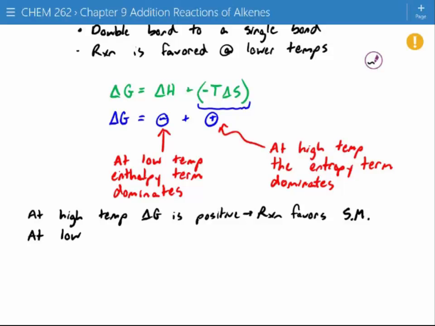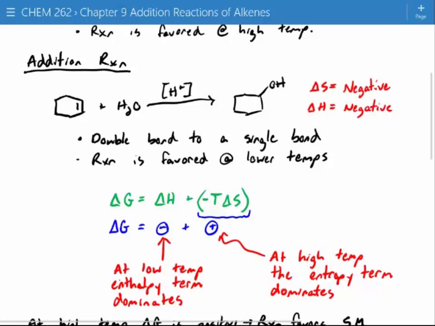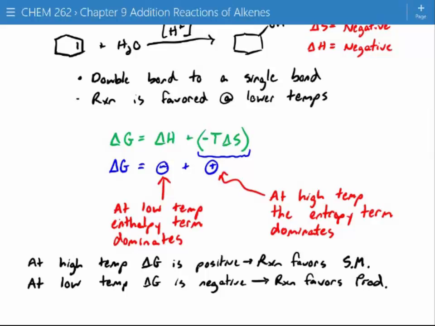At low temp, delta G is negative, and the reaction favors product. So if we go back and we look at this reaction, if we're trying to favor formation of the product, we need to run this reaction at a low temperature if we want the addition reaction to occur.